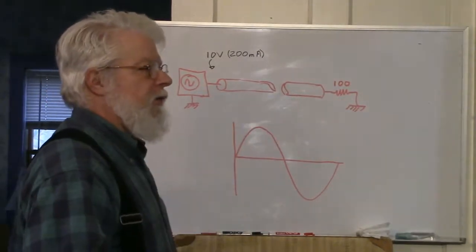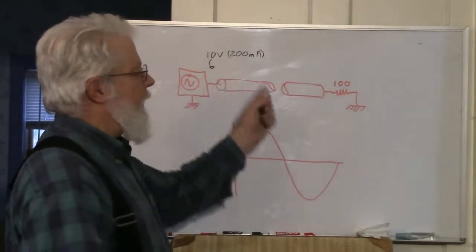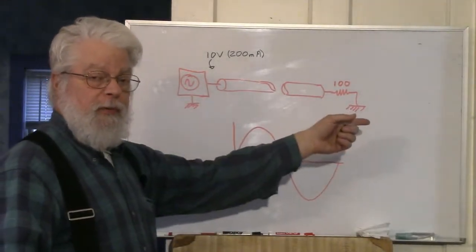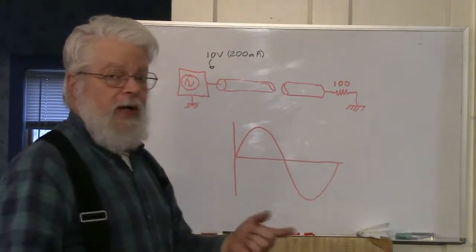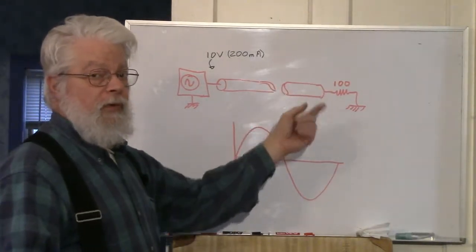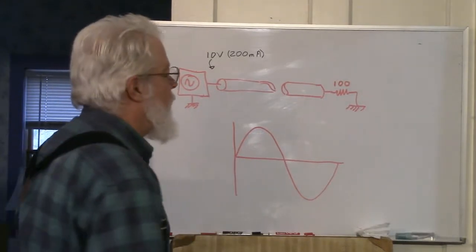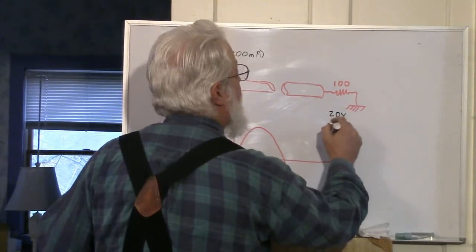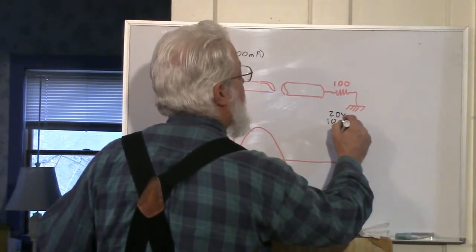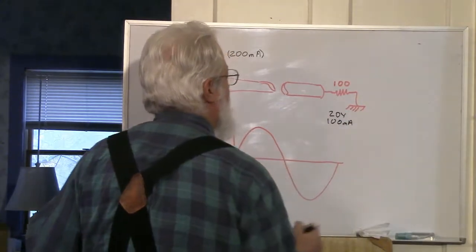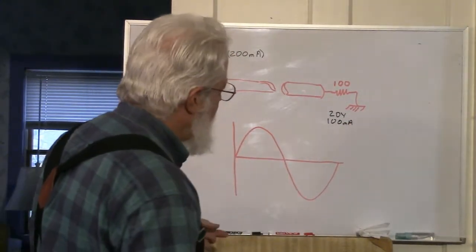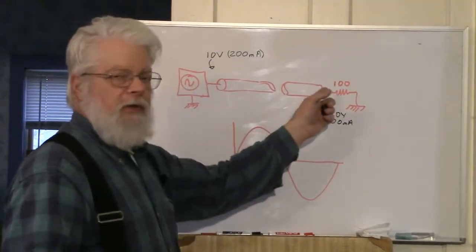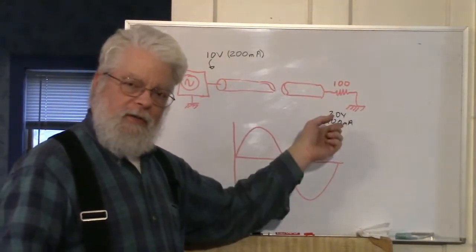But when it gets out here, it's going to see 100 ohms. The 200 milliamps is not going to want to flow through 100 ohms. There's not enough voltage to push 200 milliamps. So one of two things is going to happen. The voltage has to go up, or the milliamps have to go down. So either we go to 20 volts, or we go to 100 milliamps. Well, a little bit of both occurs. But the voltage here does go up, and that's the significant factor.